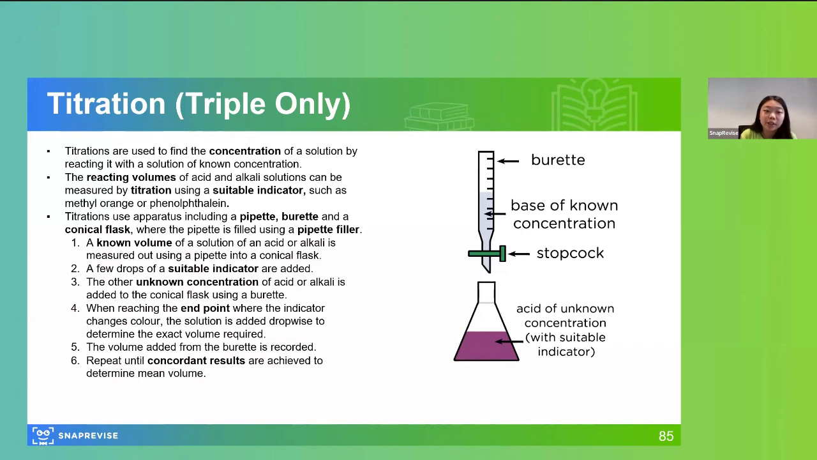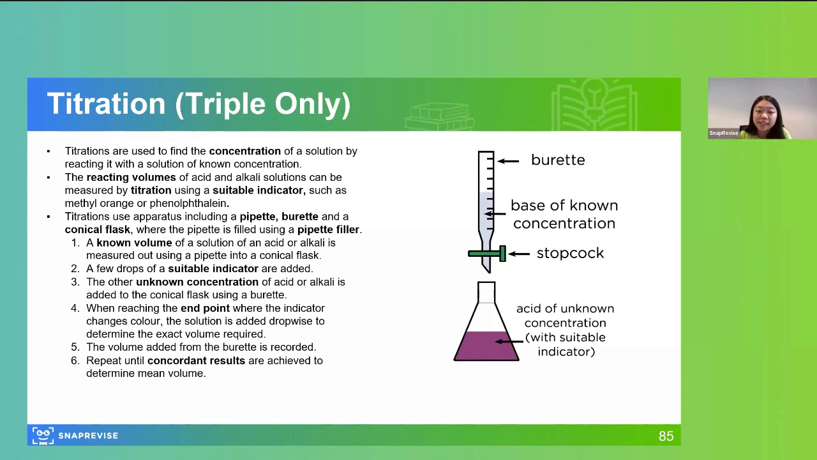What a titration essentially is, you're trying to figure out the concentration of a solution by reacting it with a different solution of a known concentration. So let's say I have this hydrochloric acid. I know this concentration is 0.1 moles per decimeter cubed. I'm going to use this to figure out the concentration of this alkali by reacting it with it. That's what titration is. So usually it's going to be an acid and alkali neutralization reaction.